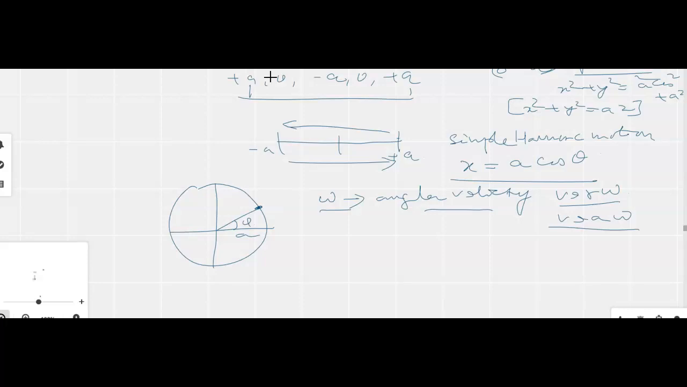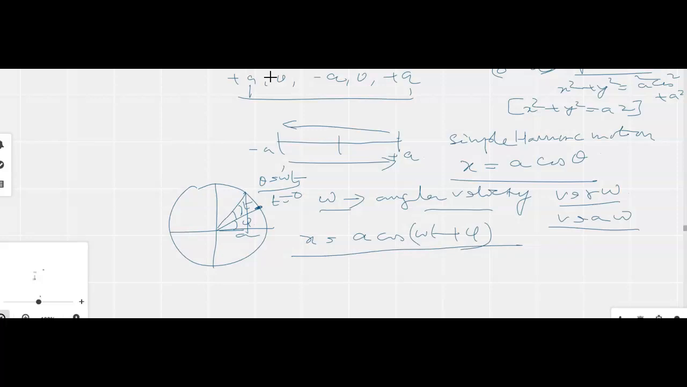So if this is the position at t equal to 0, then after time t, this angle theta is equal to w t, because this is angular velocity times t. So the total angle is theta equals w t plus phi. So we will find this x is nothing but A cos (w t plus phi). So this is in general the displacement in simple harmonic motion.